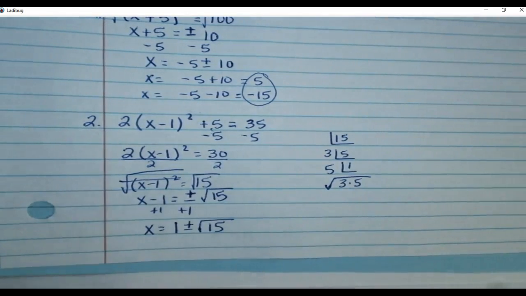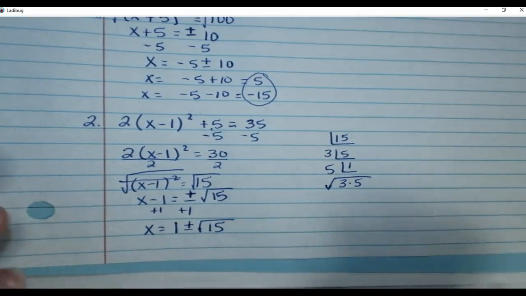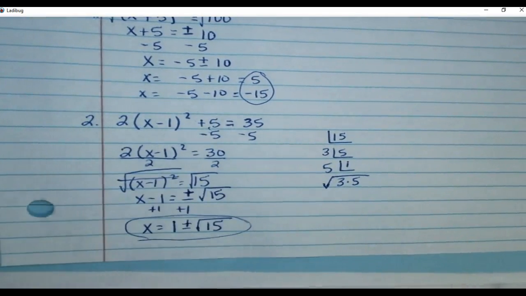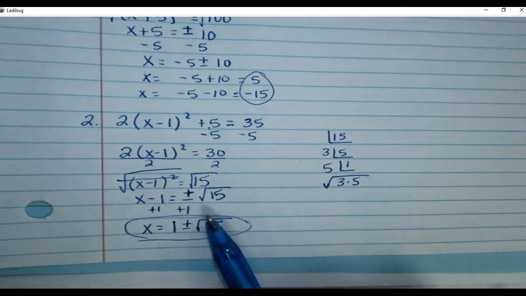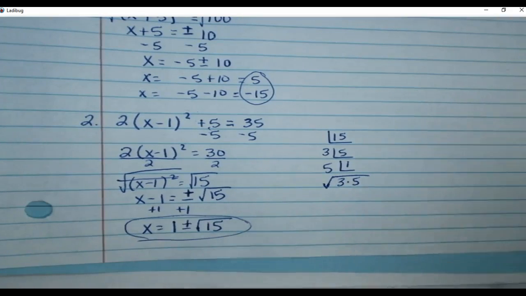Could I simplify it any more? No. So we already tried to break down 15 and that didn't work. So we're done. Okay. So just like with the quadratic formula, if you get here, you can't break it down anymore. You just put that whole number out front and go on with your life. Questions?